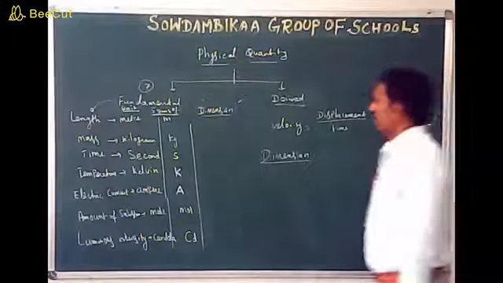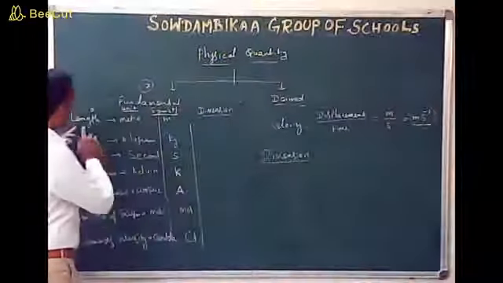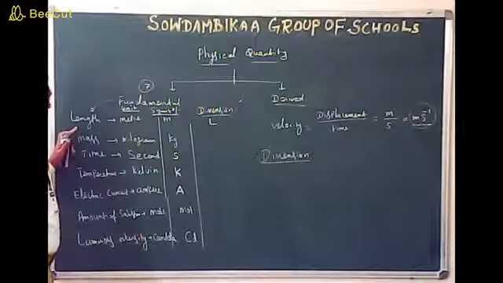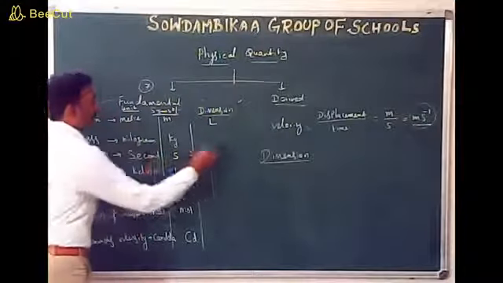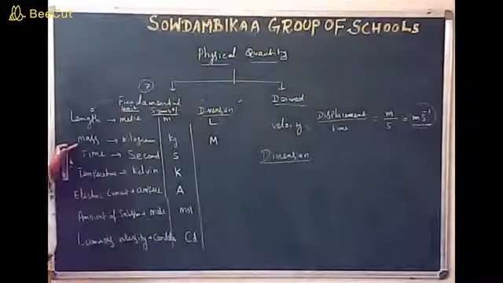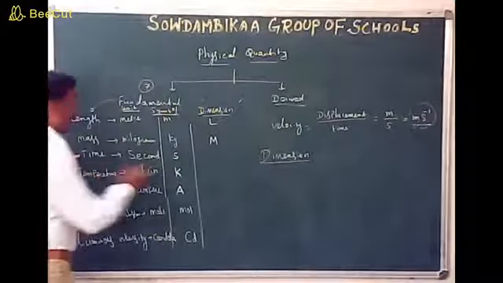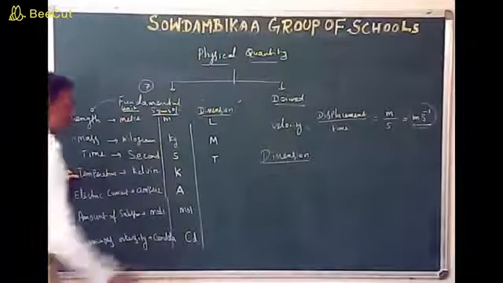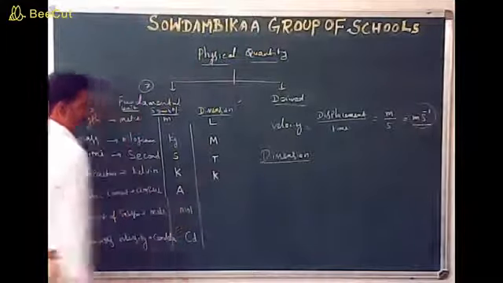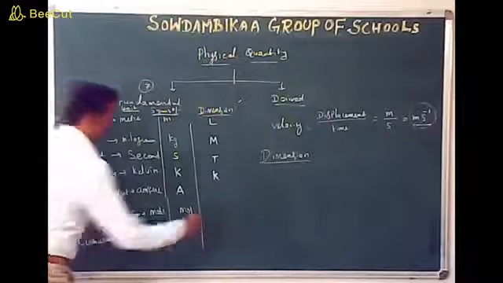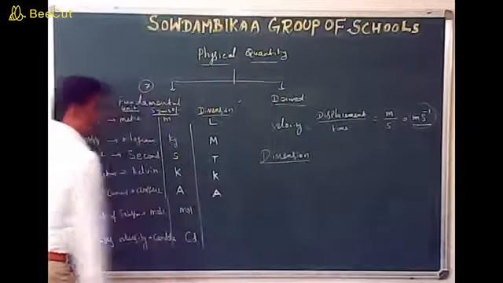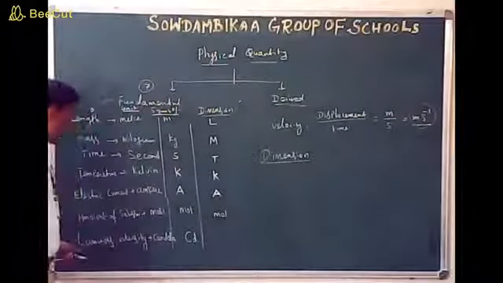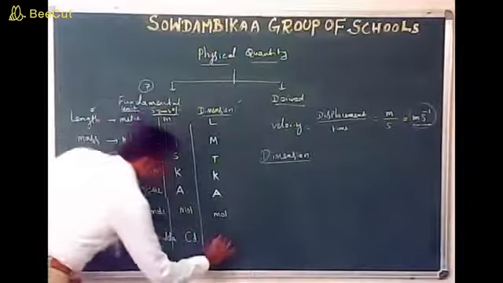So for the dimension, the dimension for length is L. The dimension for mass is capital M. Like that, the dimension for time is capital T. The dimension for temperature is capital K. The dimension for electric current, ampere, is capital A. The dimension for amount of substance is mole. The dimension for luminous intensity is cd.